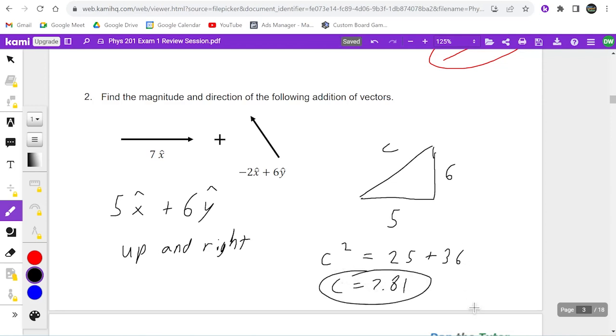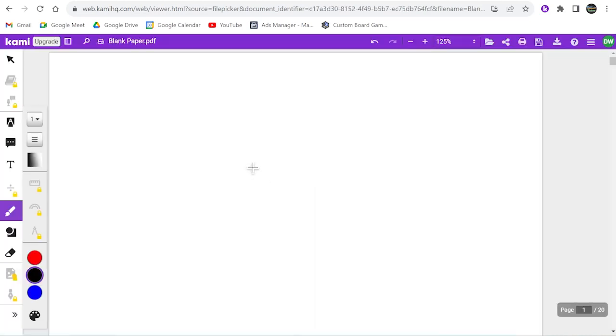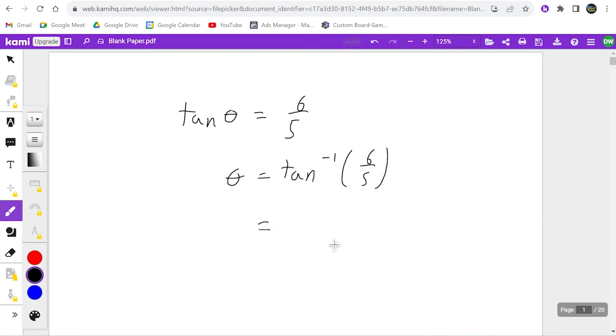And there's c. And then again, if you want the angle, which would go right here, then what I would say is tangent of theta equals 6 over 5, because it's opposite over adjacent, and theta would be the arctangent of 6 over 5, which as a number is 50.2 degrees. Any questions there?